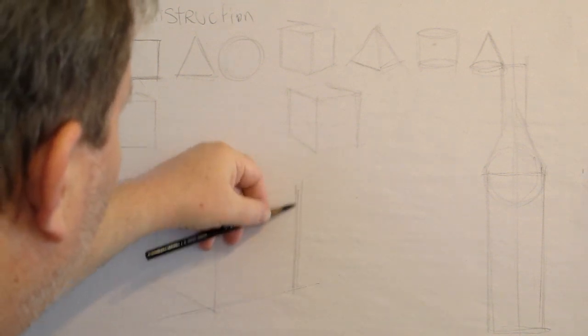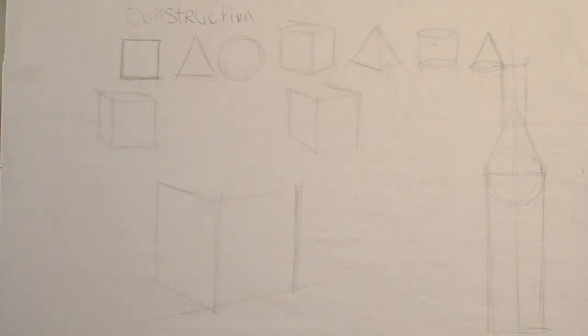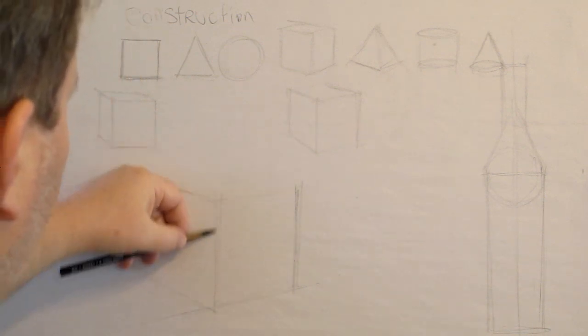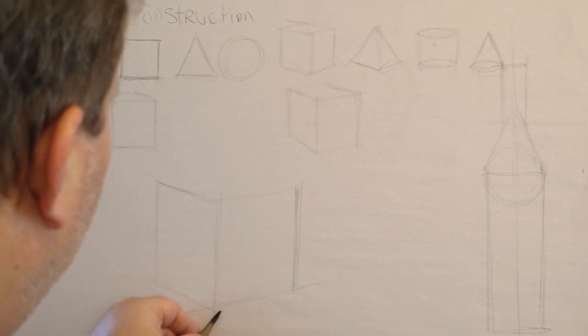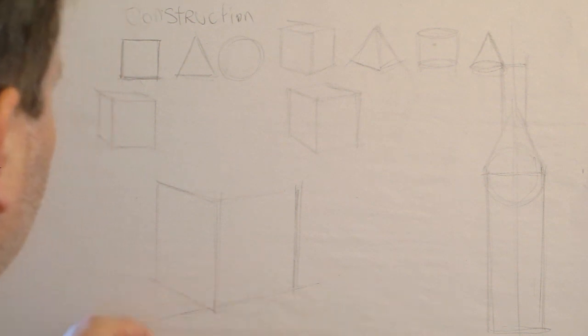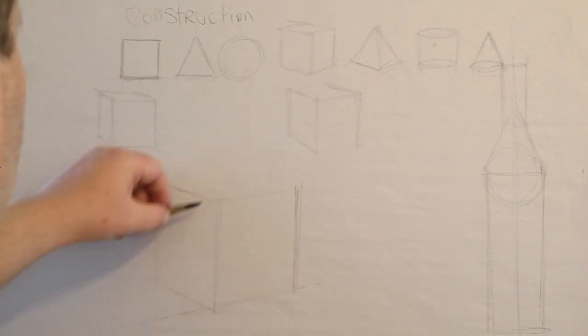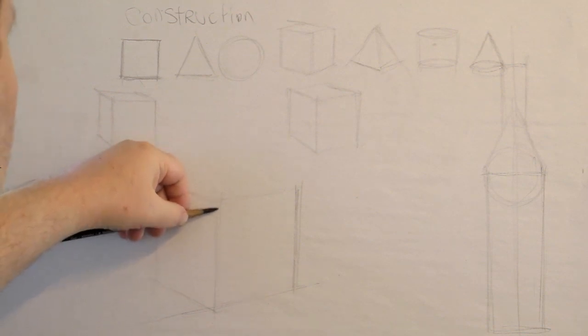So again, we're going to start off with our box, and I'm trying to make sure that my corners are lining up. I'm going to do this by hand. I'm not going to necessarily get out a ruler or anything like that.